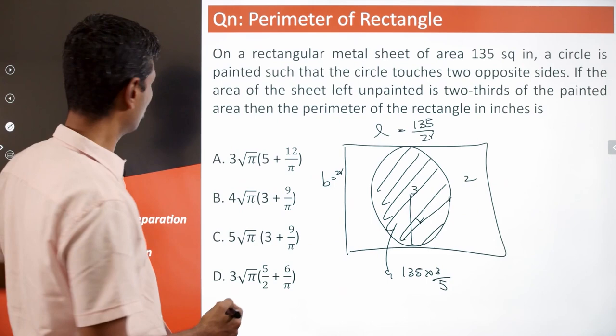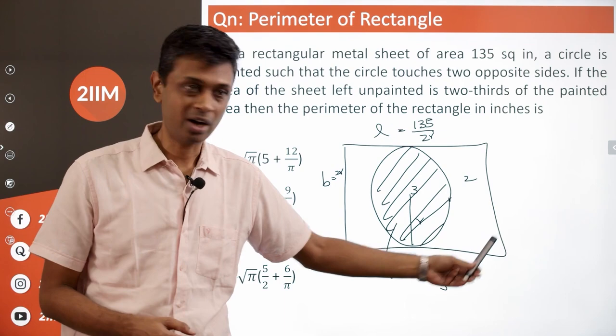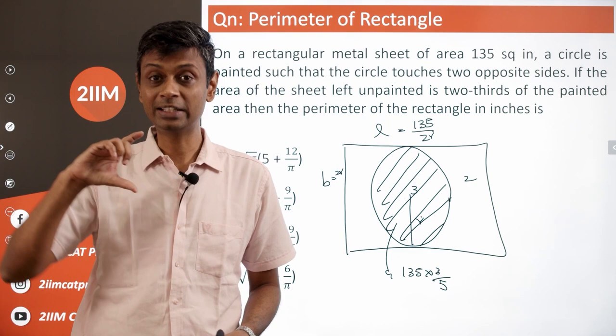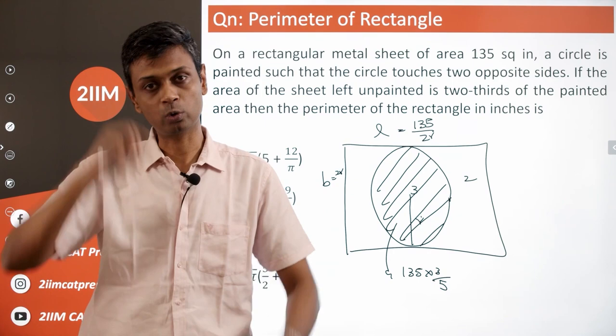The key thing, this is 2/3 of this. Or if this is 3, this is 2. The moment you write the ratio down like that, we know area of circle is 3/5 area of the rectangle. Rectangle area is 135, 3/5 of that is 81. From that, we get the radius. Twice of radius is breadth. 135 by breadth is length, and then add up and manipulate root pi and the rest of it. Fine. Lovely question, but not too difficult.